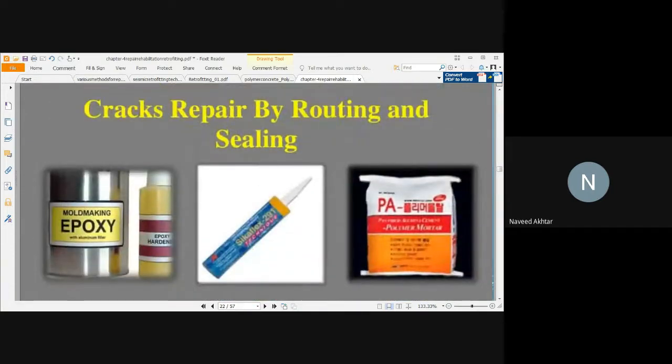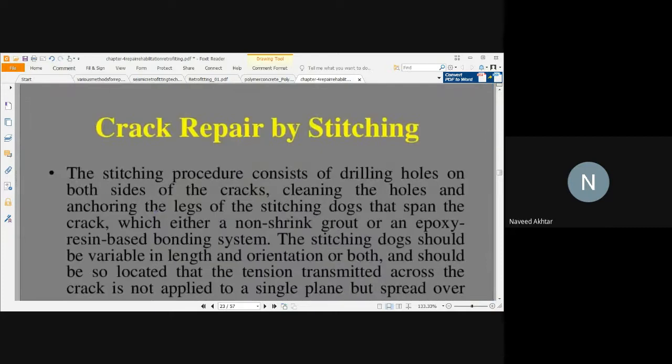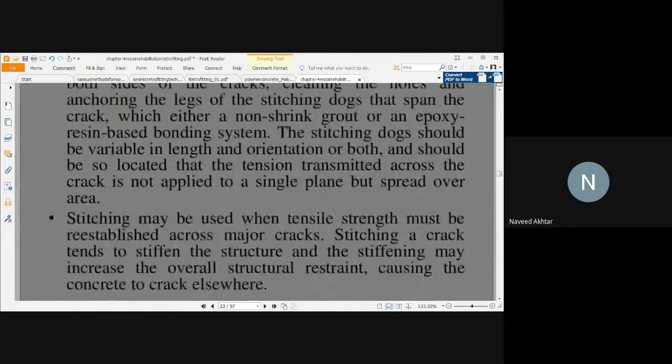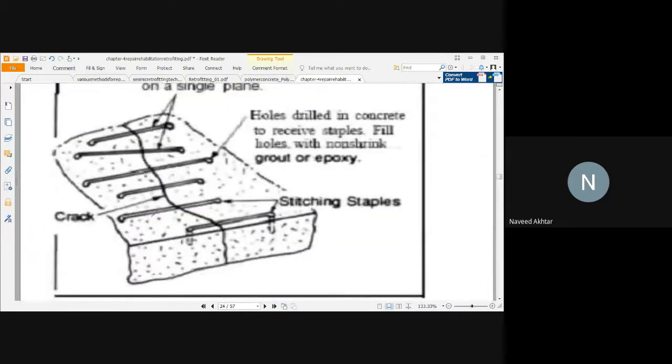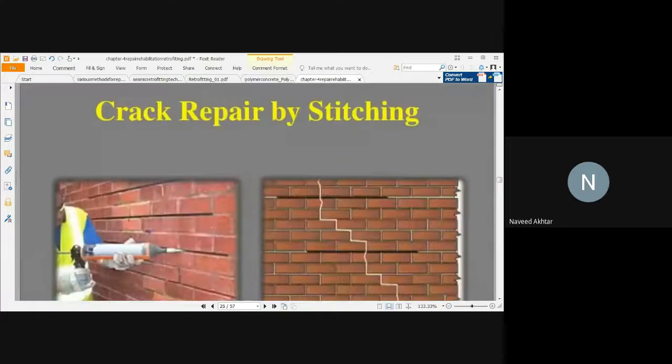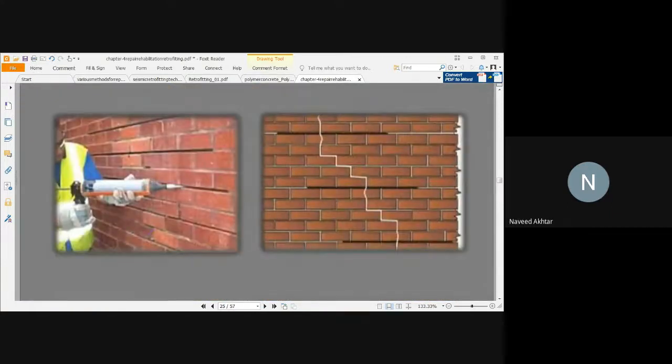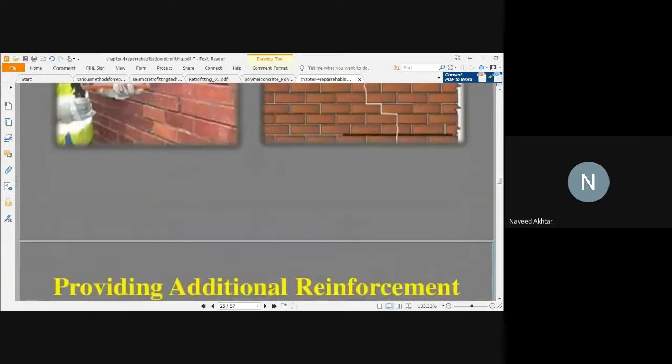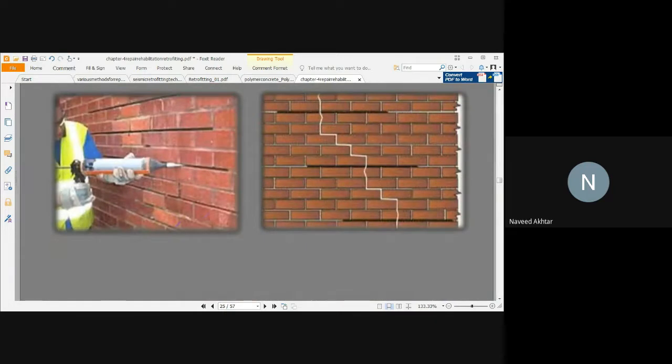For crack repair by routing and sealing, this is the epoxy and hardener, and different polymer mortars are available. You just have to mix them with water and you can apply them as a sealant. Sealing can be done by stitching also. Near the crack you can do stitching with staples, and the steel staples can be inserted into the wall, and the stitching can be done and the crack can be closed.